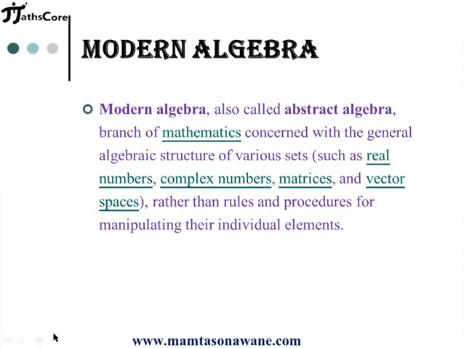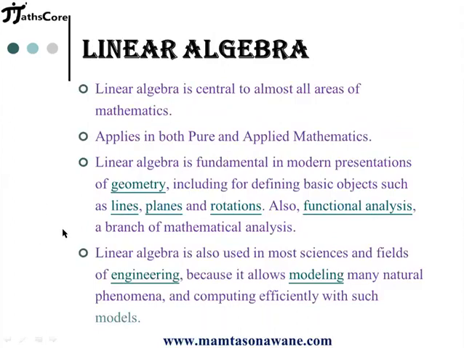So next is linear algebra. The next type is linear algebra. Linear algebra is the most important part of algebra. It includes almost all areas of mathematics. It is a central part of all areas of mathematics. Okay. It also applies in pure and applied mathematics. These are branches of mathematics, and many other branches are also useful for mathematics. What are the branches of mathematics? For that I will make one separate video about the branches of mathematics, so you will get a better understanding about all the kinds of mathematics there.